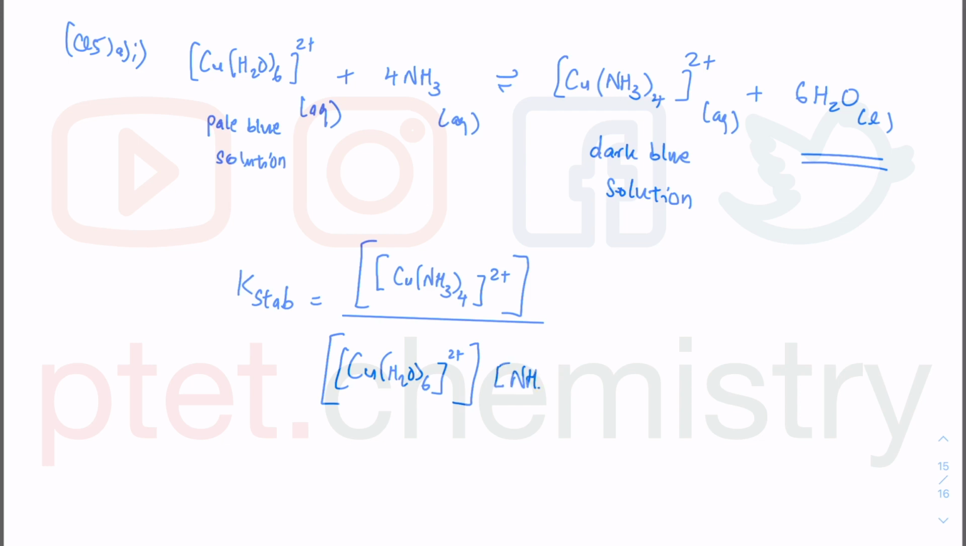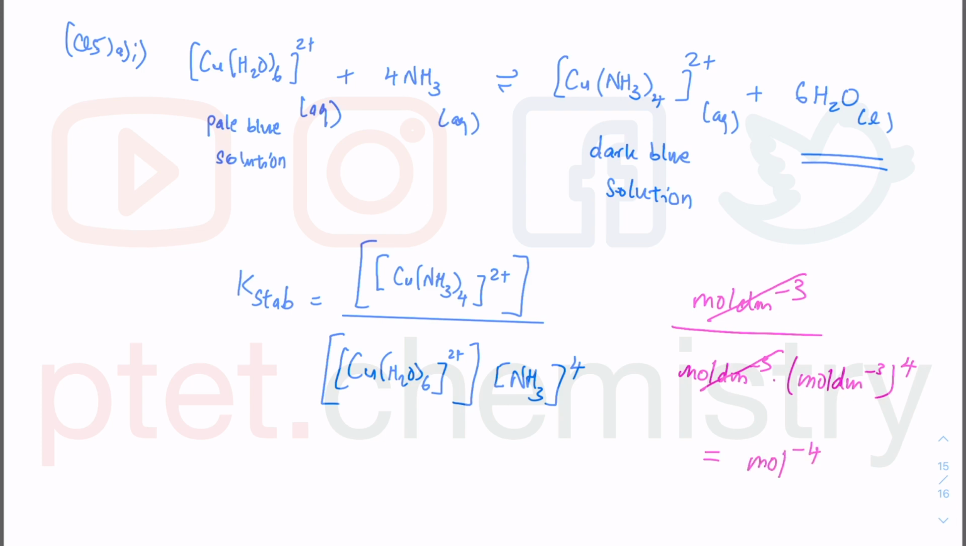And then I have ammonia, but I have 4 because the stoichiometry equation shows me 4 there, so I need to the power of 4. The question doesn't ask you to do this, but in certain years, they do ask you to work out the unit of the K step. So as per the expression, I will have mole per dm cubed like that. And then this and this will cancel out because they have the same unit. So it's 1 over that, which means you have to express it in the simplest form. It's mole minus 4 dm plus 12.